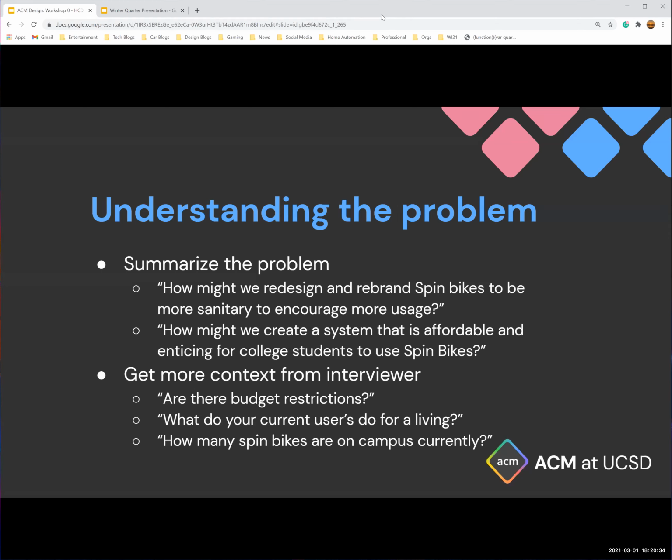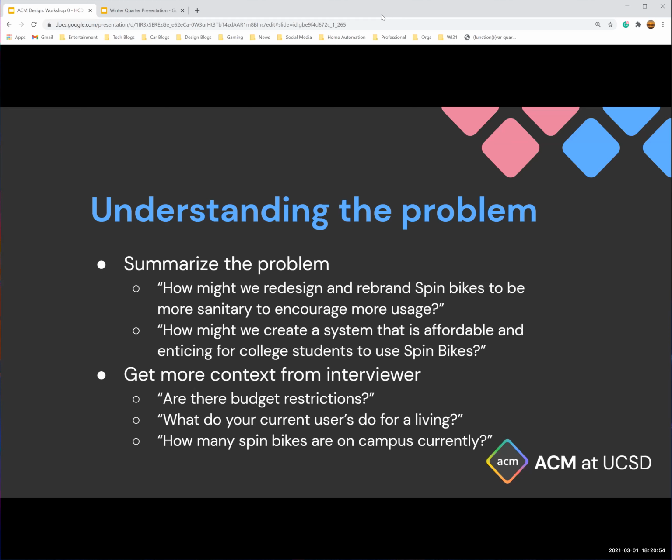Or maybe the user wants to find a way to stay fit. So instead of using spin bikes for transportation, where they don't have any particular place to go in any constrained time, maybe they're just purely using it for fitness. Well, they would have different needs and different problems to somebody who's trying to use it as straight transportation.